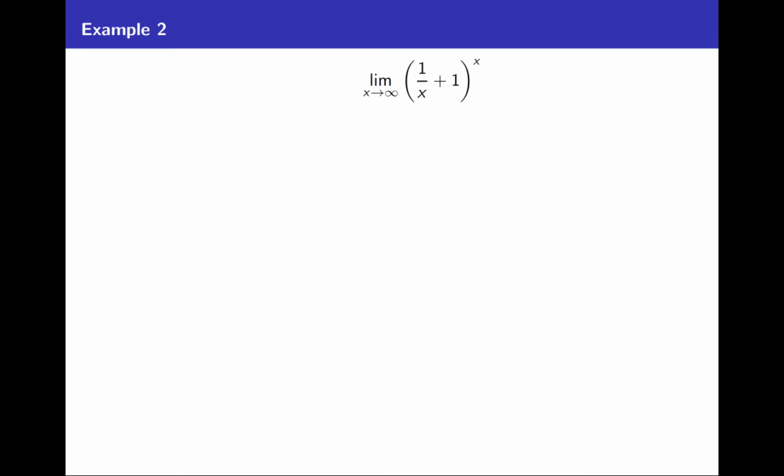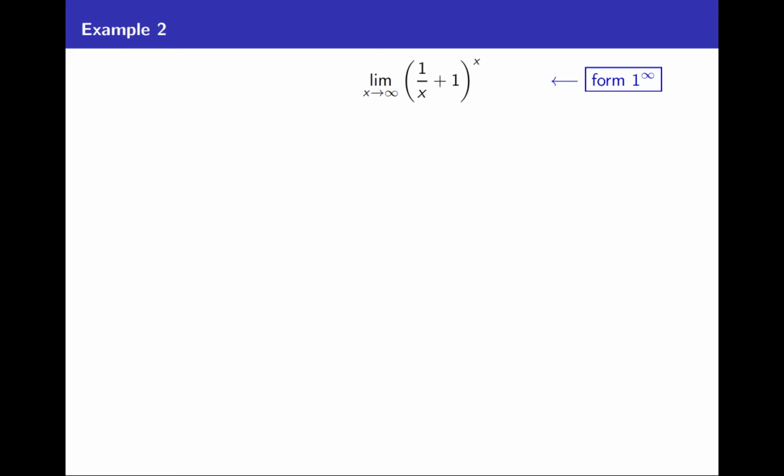Example 2. Let's do the limit as x approaches infinity of (1 over x plus 1) to the power of x. And we'll analyze what's happening here. As x goes to infinity, this base, the 1 over x, is approaching 0, plus 1. This base is approaching 1, and it's being raised to the x, which is approaching infinity. This limit has form 1 to the power of infinity. And remember, that was another one of our 3 new indeterminate forms.